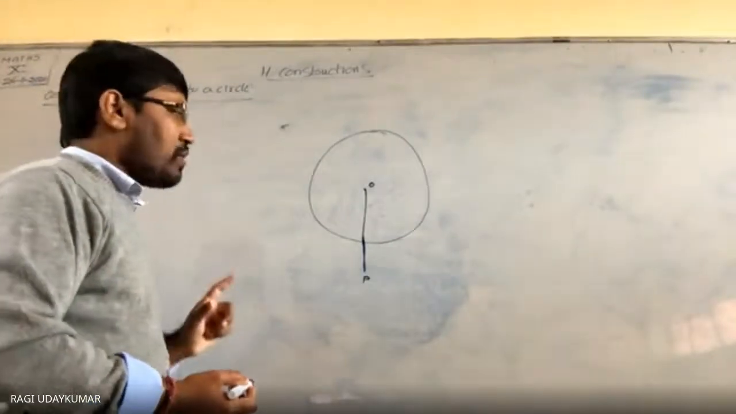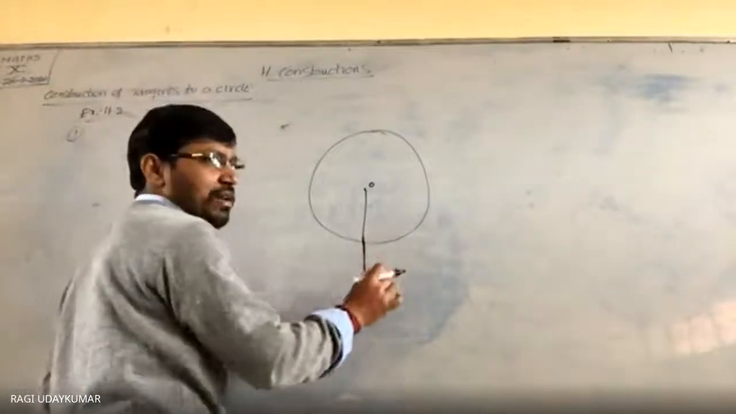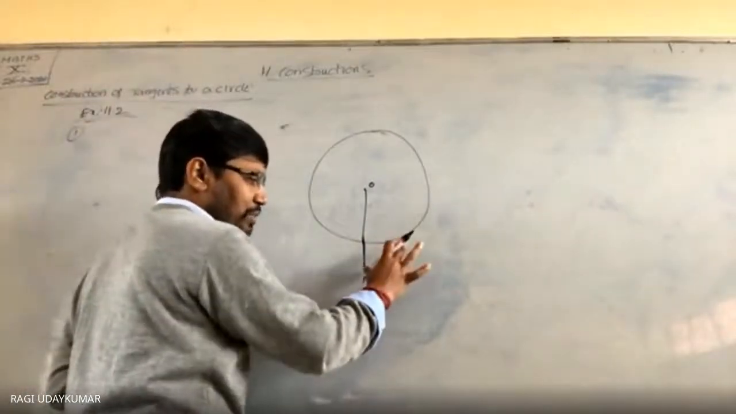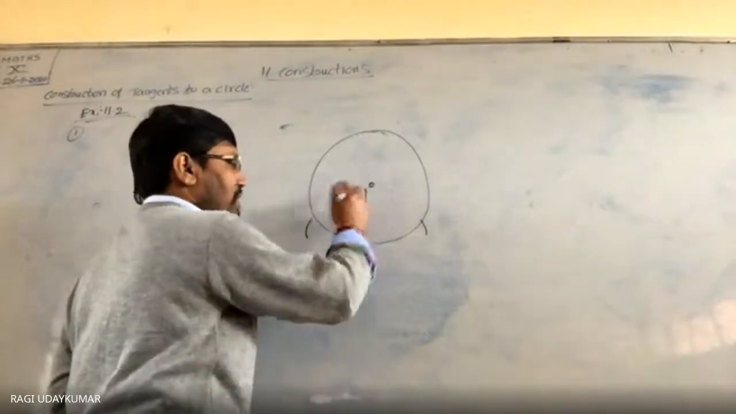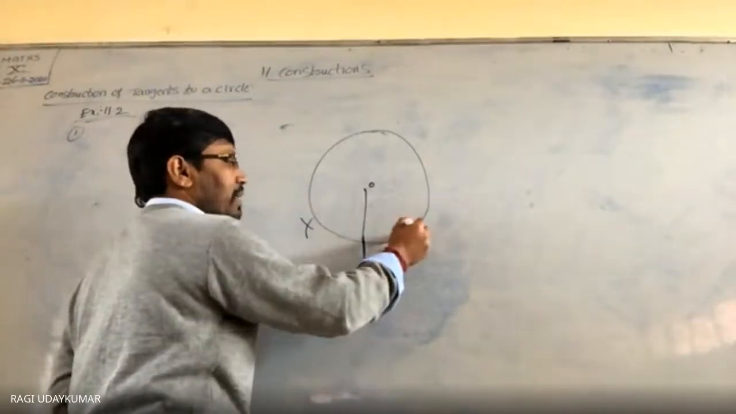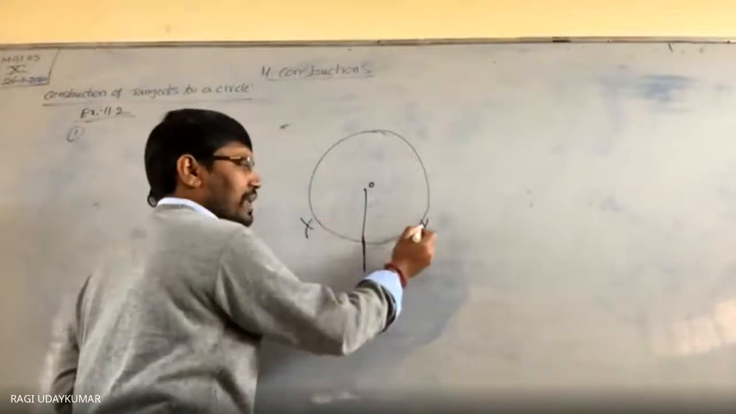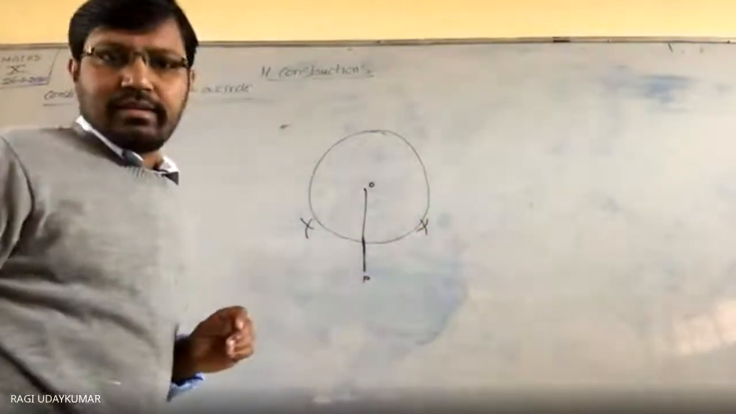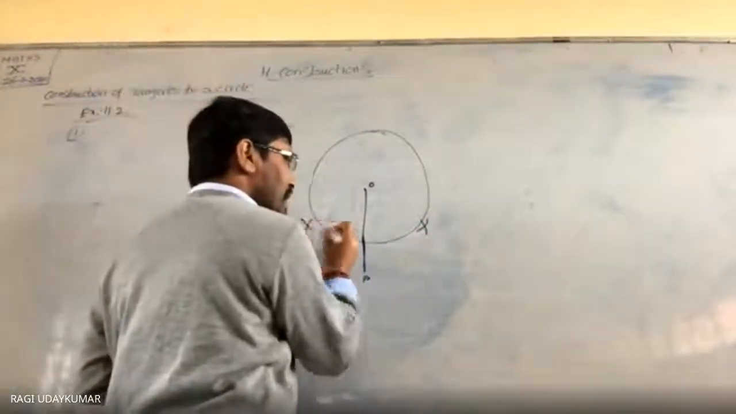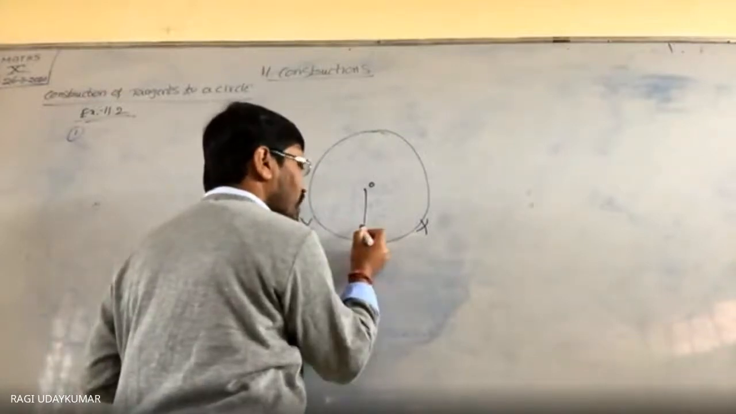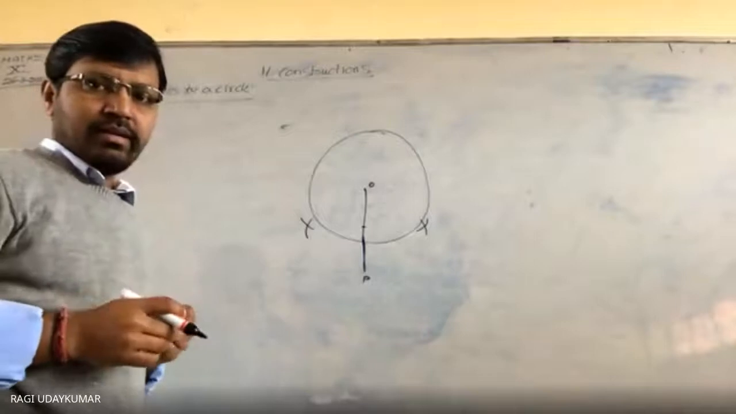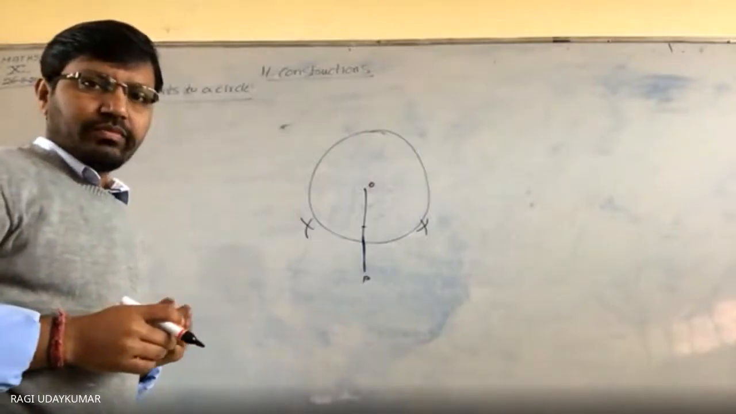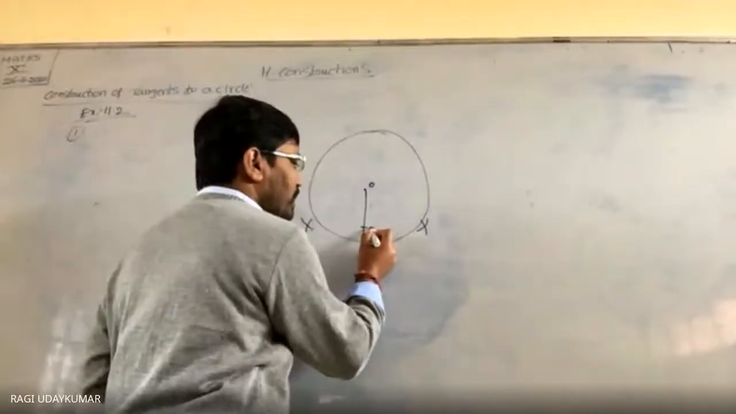To cut OP into equal parts, take a compass. Taking P as a center, one arc here and another arc here. O as a center, one arc here, another arc here. There is no need to join these arcs themselves. Take the scale, and by taking a scale, join these two intersection points and mark here. Is it understood? So this point will be M.